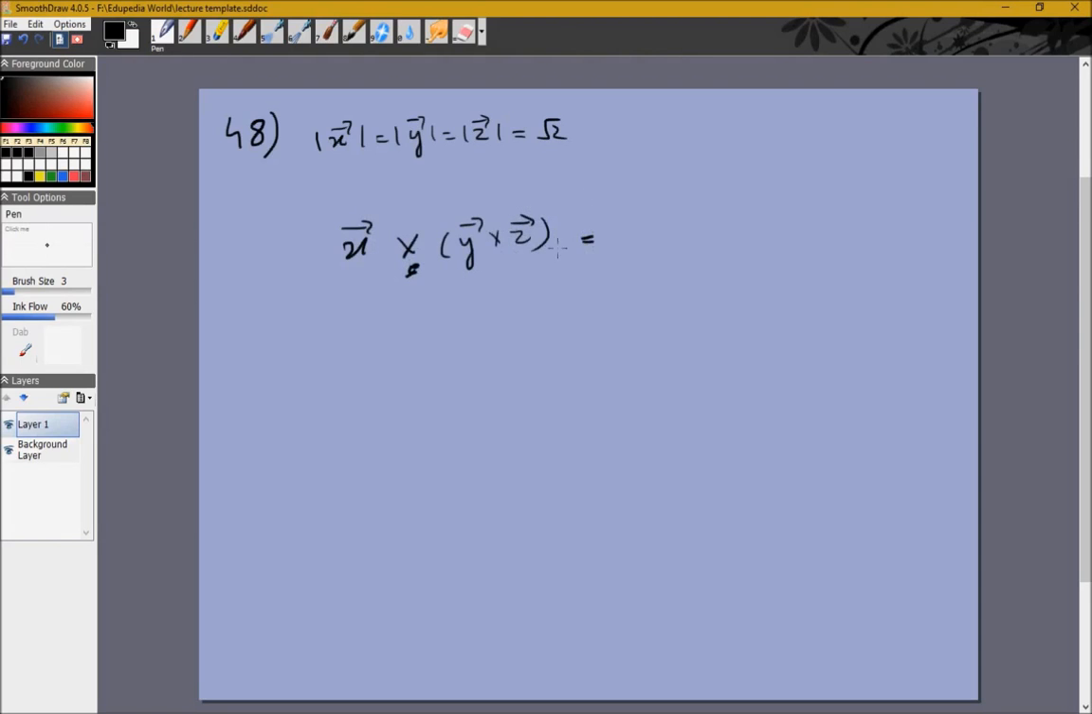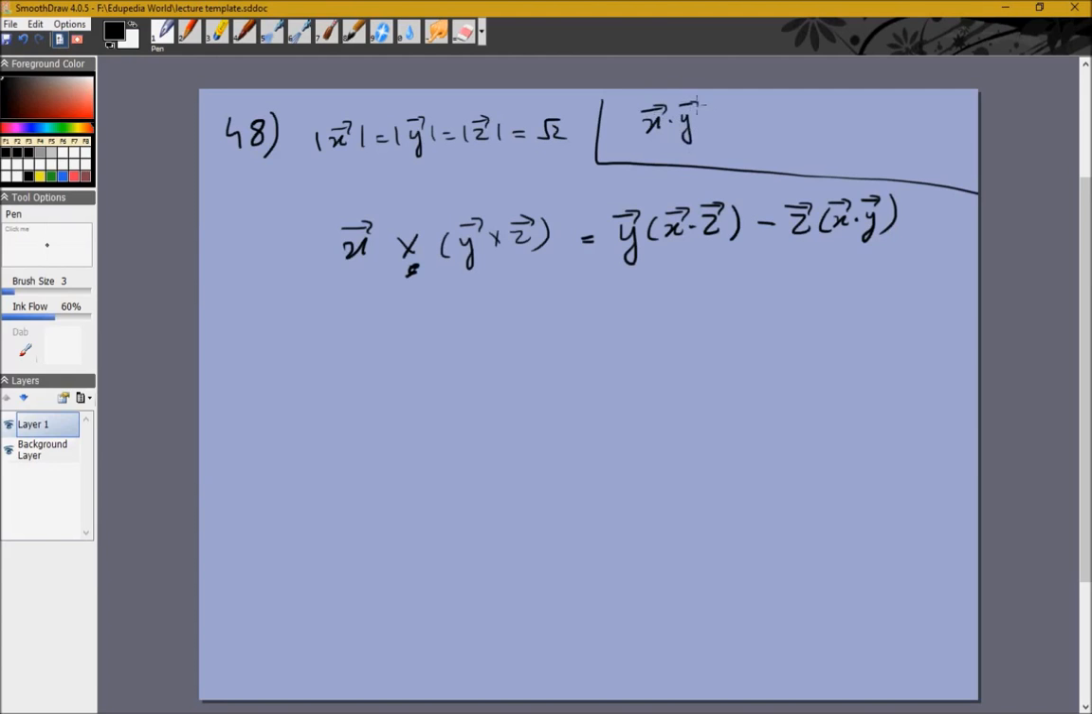And we can use the BAC-CAB rule to write this as Y times X dot Z minus Z times X dot Y. Right. So this is one vector, and the vector A is perpendicular to both of them, means it is parallel to this vector. Right. And we know X dot Y, X dot Z values already. From this we can calculate easily.